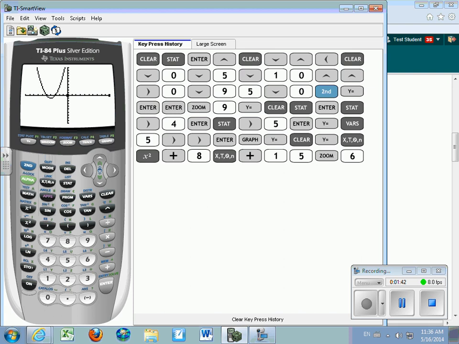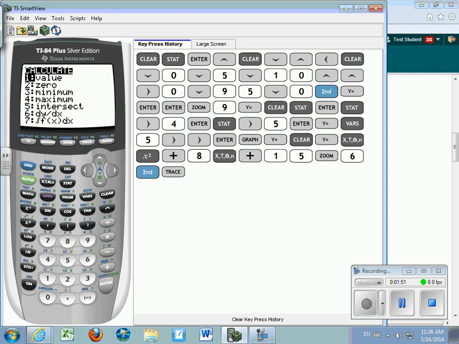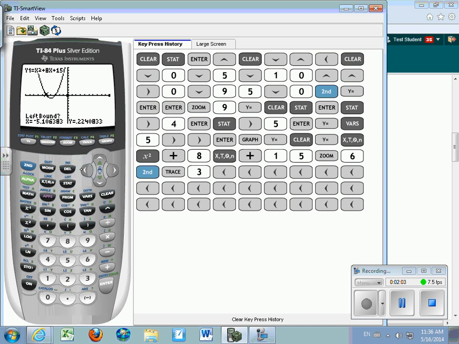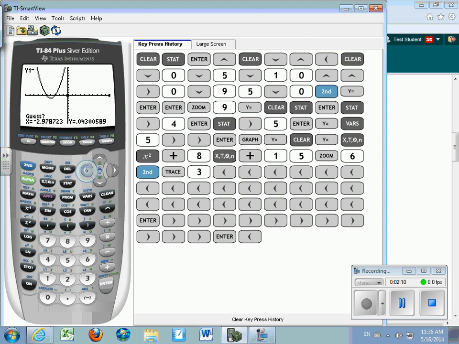To find the vertex, it is the lowest point or the highest point. In this case, we have a minimum. So you're going to go second trace. We want to calculate a minimum, so we choose number 3. It's asking for a left bound, so I want to bring that cursor to the left of the minimum. I hit enter. Then I go to the right of the minimum, I hit enter, and then somewhere in the middle. And that gives me a vertex of -4, -1.